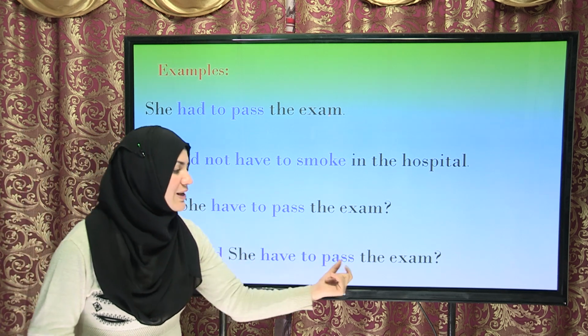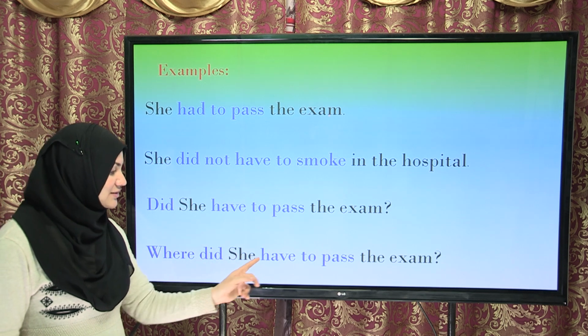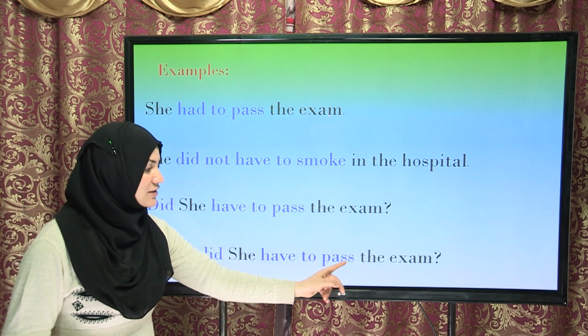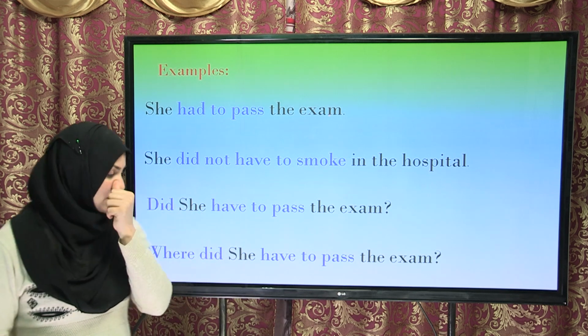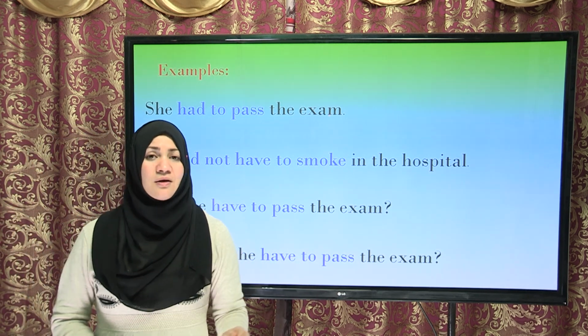WH. Where did she have to pass the exam? Where did subject have to infinitive, the rest of the sentence, and question mark. It means, where did she have to pass the exam? The third point concerns future obligation.